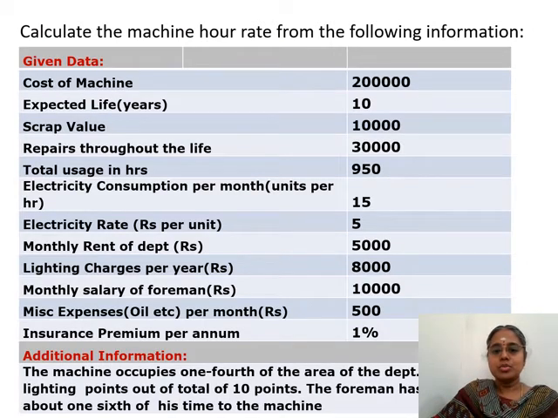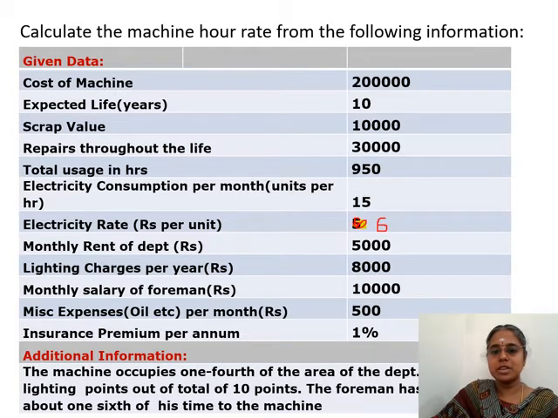So I want you to take the problem. Now you can pause it and take down this problem. We have various details and additional details given here: cost of the machine, expected life, scrap value, repairs throughout life, total usage in hours, electricity consumption per month, electricity rate is rupees, I think I have used rupees 6 for calculation. You can take it as 6.